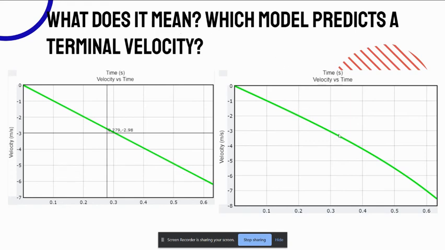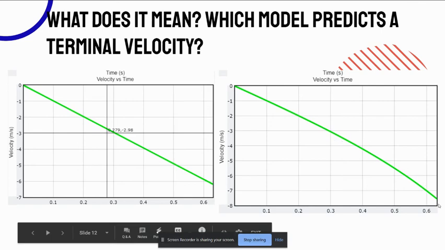However, with the second one where we included drag, we can see the velocity does change, and this is when the drag force becomes equal to the weight force. We can see a slight shift in the velocity. So the second computational model that includes drag predicts a terminal velocity, which adheres to physics principles.